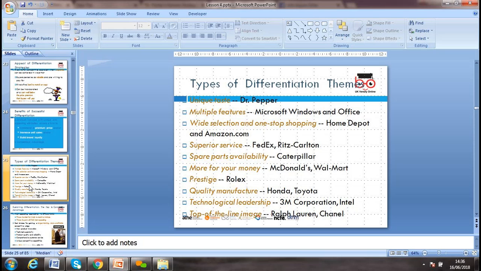More value for money, more for your money: McDonald's, and Walmart, which is a supermarket. The prestigious, which is Rolex, the Rolex watch. Quality manufacturing, Honda and Toyota. Technological leadership, 3M Corporation and Intel. And top-of-the-line image, Ralph Lauren and Chanel.